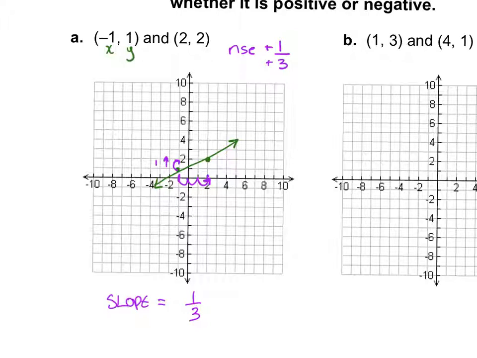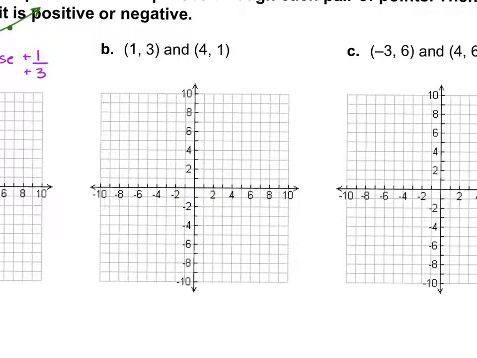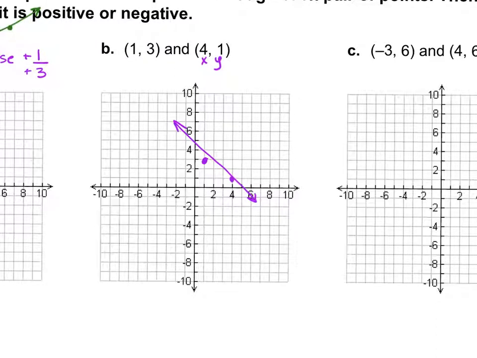Remember, when you go up, it's positive. You always want to run to the right just to make sure that you don't get any confusing negatives in there. For the next line, again, 1, 3, and 4, 1. We're going to plot 1, 3, which is right here. X of 4, y of 1 is right here. Connect those dots. Remember, you always want to draw arrowheads. Always draw your arrowheads. You're not a line segment. You are a line. You are going through forever.